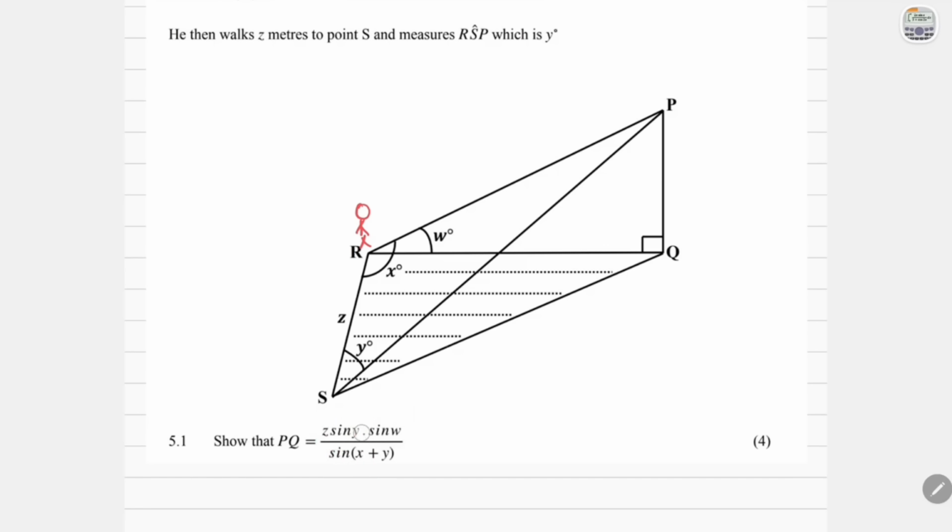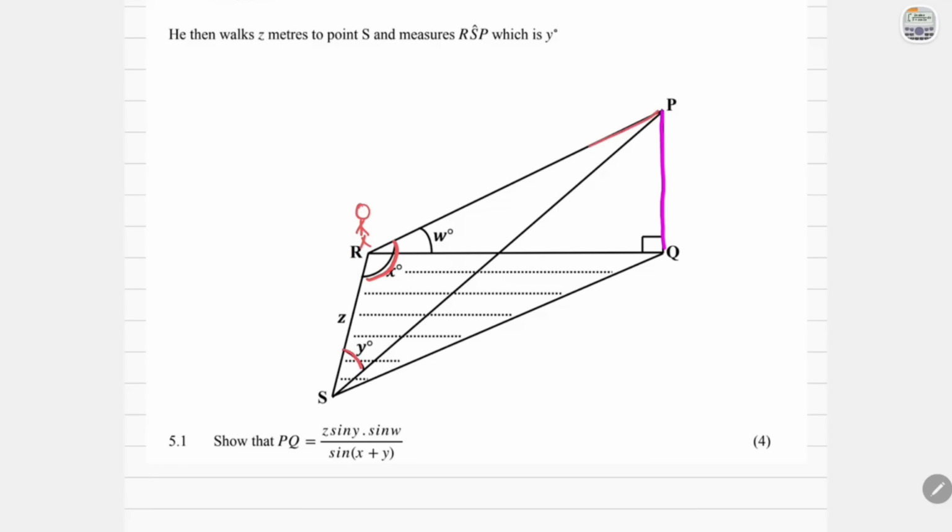Okay, so we'll just try to follow what they were doing, but also keeping in mind that we're trying to find PQ. How would we find PQ? Because this part is already looking very intimidating, let's look at that quick: X plus Y. Why would we ever need to add angle X and angle Y?